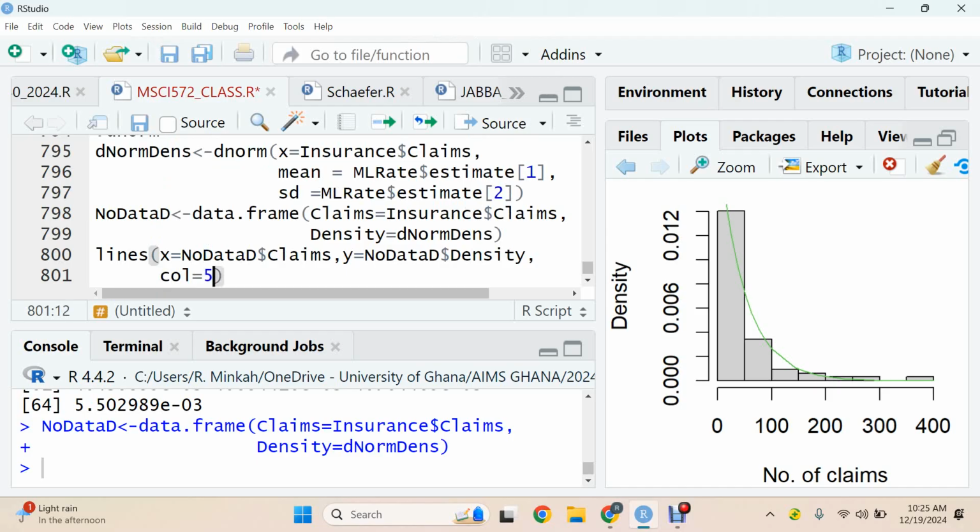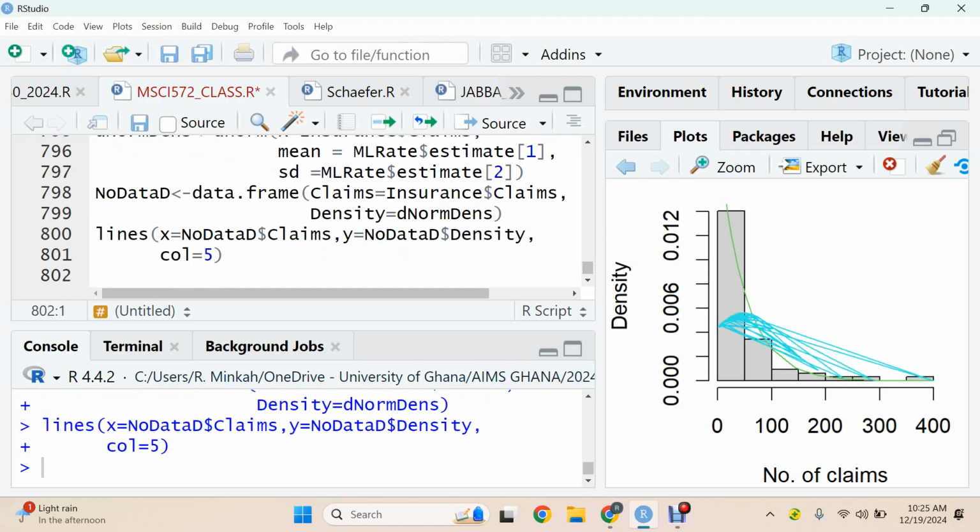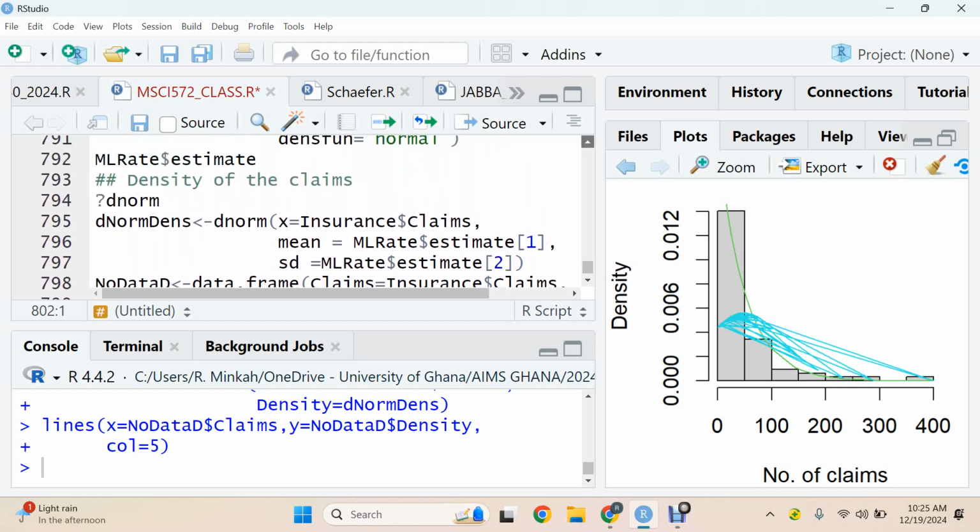Okay, so let's see. So you see what is happening. This one, the top, is the normal distribution. You see, it's not capturing the upper part. So this is what I want you to understand. The programming, it's just the typing. The principle is the same thing.